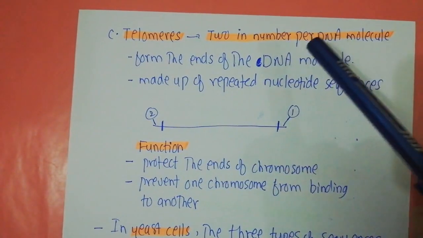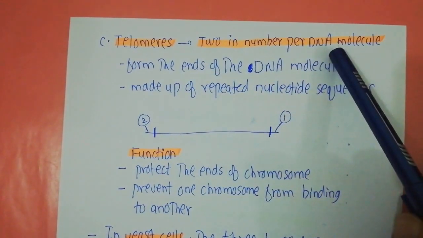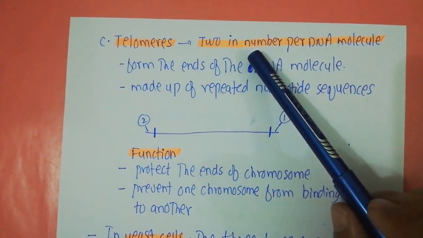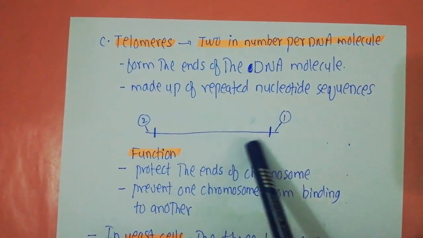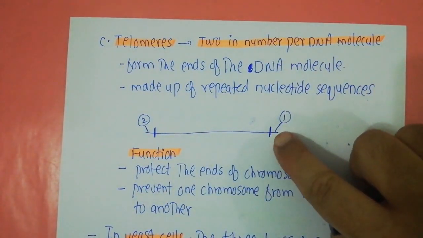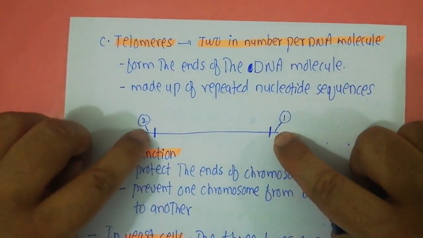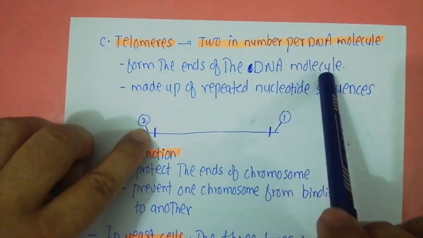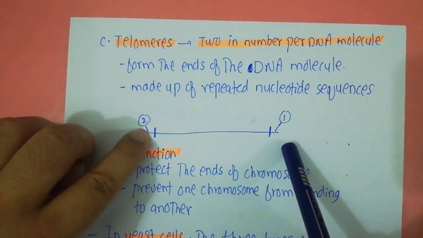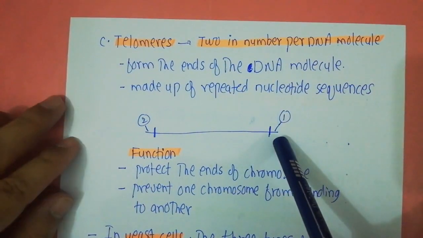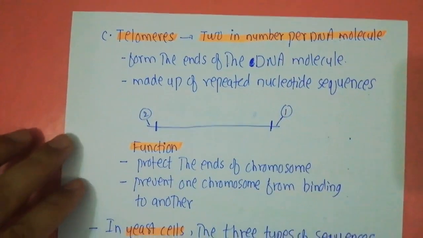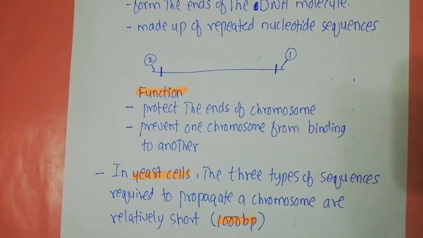If you talk about the number of telomeres in the DNA molecule, there are actually two telomeres in one DNA molecule. For example, if this is a DNA molecule, this end is made up of the telomere, and this end is also made up of the telomere. So these telomeres are present at each end of the DNA molecule. These telomeres are made up of repeated nucleotide sequences.